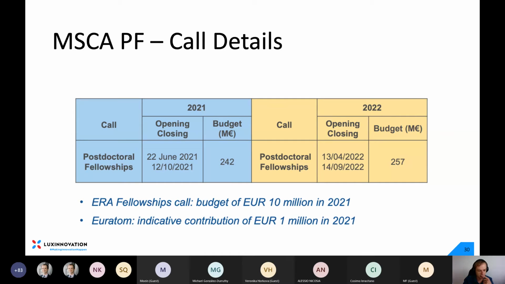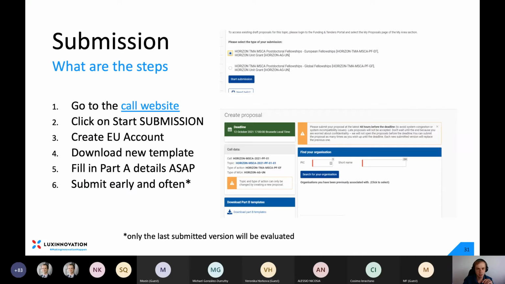I don't go into the ERA fellowships because Luxembourg is not eligible for them anymore. This was what used to be called the widening fellowships in the past, and we are not eligible for it anymore. So this is about what the submission looks like.